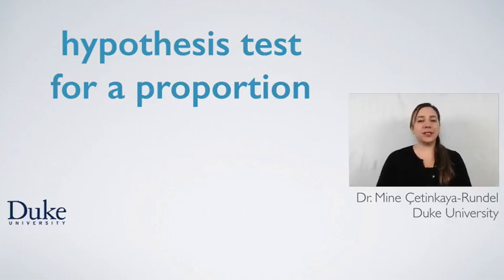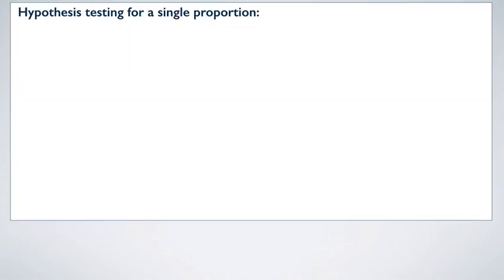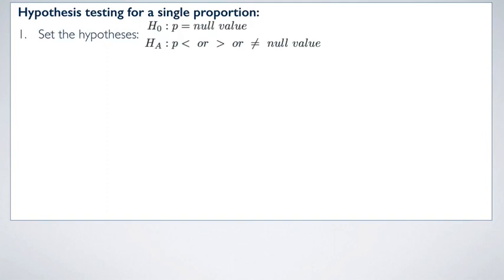We're going to wrap up our discussion on working with one unknown population proportion by talking about doing a hypothesis test for a proportion. Let's go through the steps for doing a hypothesis test. These are going to look very similar to what we've seen before. First, we set our hypotheses.